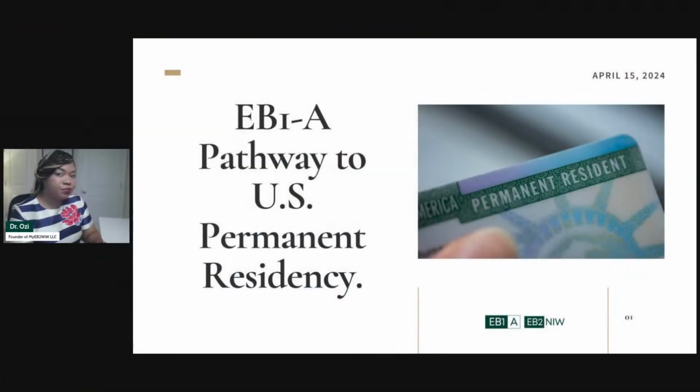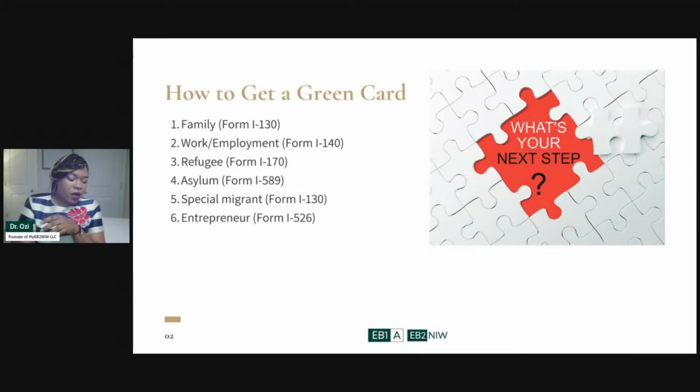I'm going to go ahead and see if I can share something here. I don't know if you guys can see it. Let's see. Okay, good.